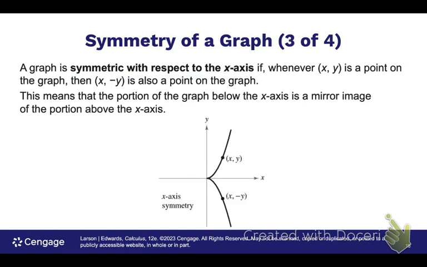Okay. This is symmetric with respect to what? The x. And now you can see, if you found the top part, you could just copy it.